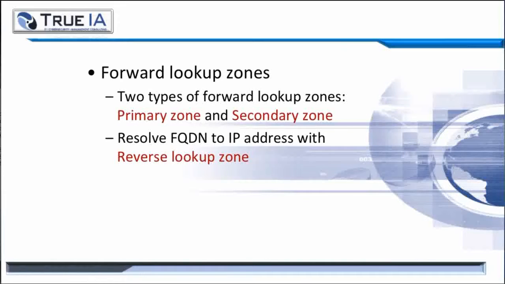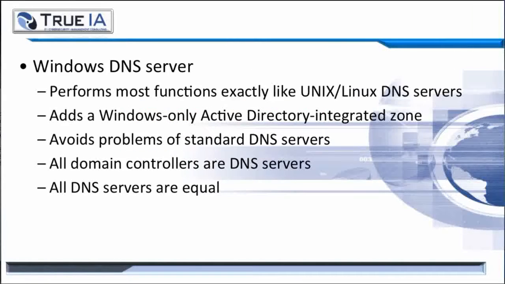So with your forward lookup zones, you have two types, the primary zone and the secondary zone. They both resolve for the FQDN, remember that stands for fully qualified domain name, exactly, to the IP address with what's called the reverse lookup zone.